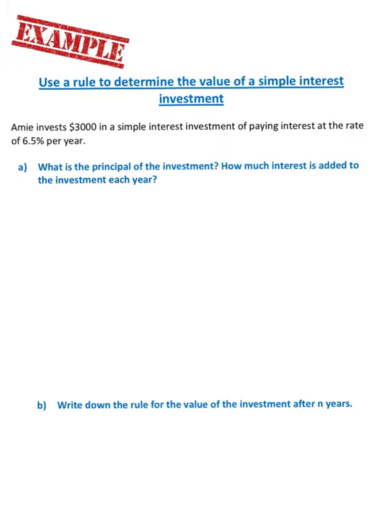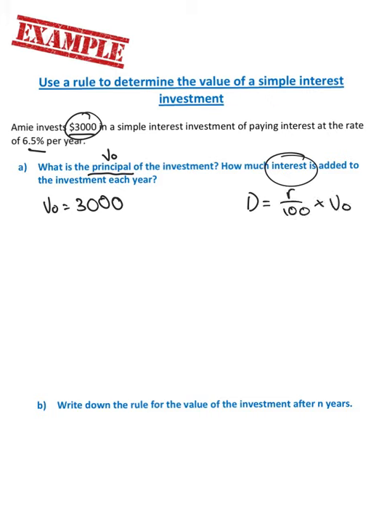Use a rule to determine the value of a simple interest investment. So Amy invests $3,000 in a simple interest investment paying interest at the rate of 6.5% per year. We're given that information. What is the principal of the investment? That's our V0. How much interest is added to the investment each year? Firstly, we know that our principal was 3,000. And to find interest, remember we need to use D equals R over 100 times V0. So let's work that out.